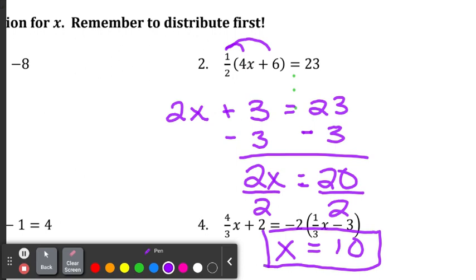So when I solved this equation, I distributed first, and I got 2x plus 3 equals 23. And then I wanted to move my plus 3 to the other side of the equation. So I minus 3 on both sides, and then they canceled out. And I got 2 times x equals 20. So then I divided by 2.